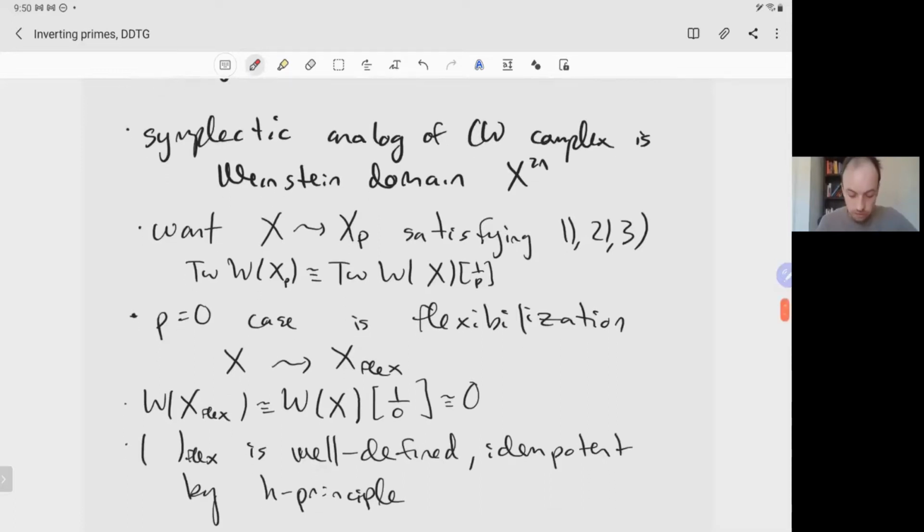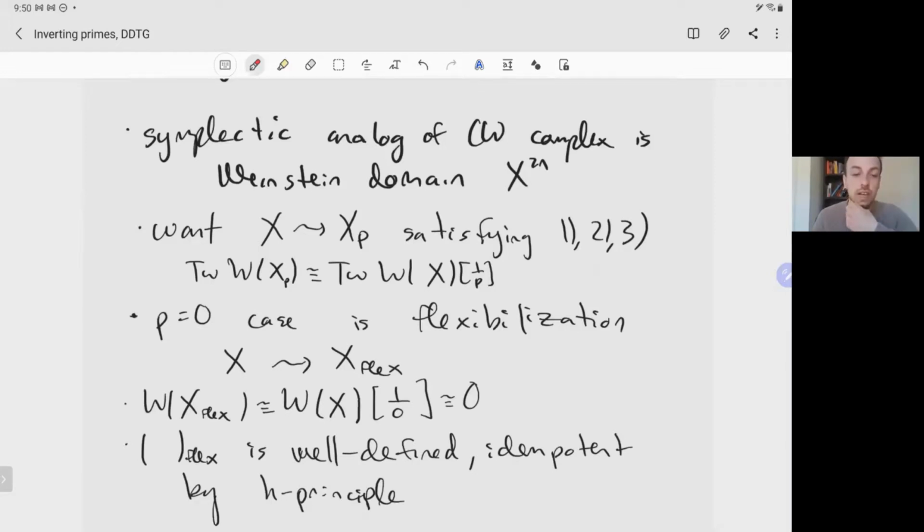Right, because if you remember, these flexible domains are determined by their smooth topology. So if you start with one arbitrary Weinstein domain and flexibilize it twice, that's flexible, and it has the same smooth topology as X. And you can also flexibilize once, and that also has the same smooth topology as X. And so by this h-principle of Cieliebak, Eliashberg, and Murphy, those are two flexible domains with the same smooth topology, so they're the same.